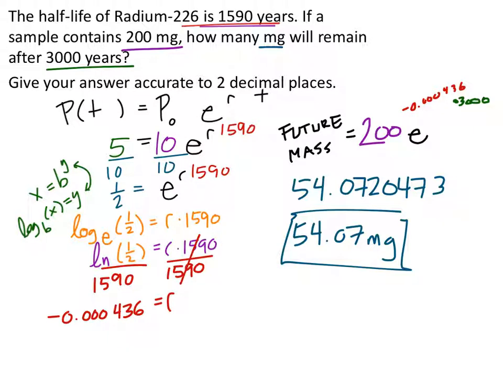So after 3,000 years, we would expect of this 200 milligram sample of radium-226, there would be left 54.07 milligrams, which are really quite small. Now let's look at this in terms of context. The mass is cut in half about every 1,500 years, let's say. If that's the case, then after 1,500 years, we would expect that to be cut in half, which would be 100 milligrams. But then it's another 1,500 years to get to 3,000, which would be around 50 milligrams.